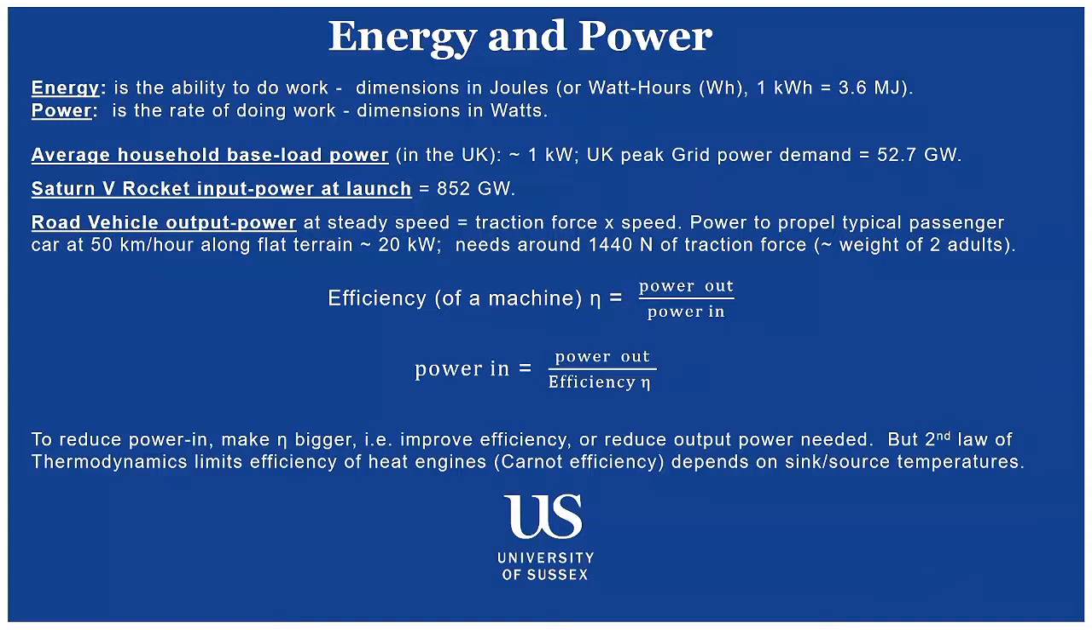Now, the efficiency of a machine is the ratio of power out to power in. What you pay for is the power in. You obviously want the efficiency to be as high as possible, because the power in is the power out divided by the efficiency. Make that very large, and you will obviously have to pay for less power in. So to reduce the power in, just make it more efficient.